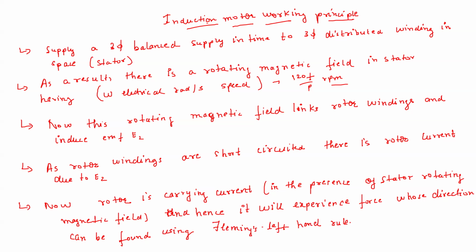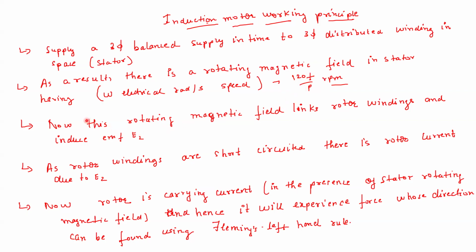First of all, you give a three-phase balanced supply to the stator, and because it has distributed winding, there will be a rotating magnetic field. This rotating magnetic field will have a peak value of 3 by 2 B max, and the speed of the rotating magnetic field will be 120 f by P.